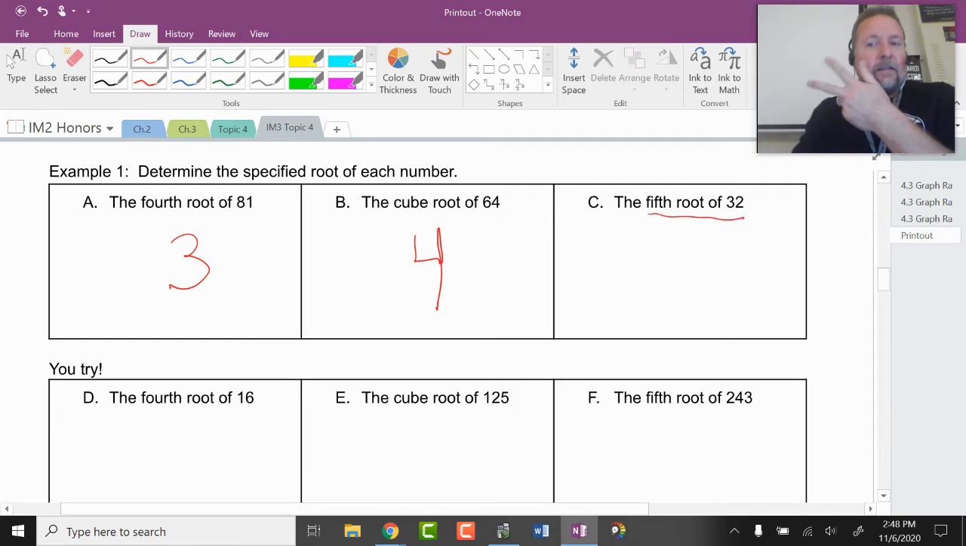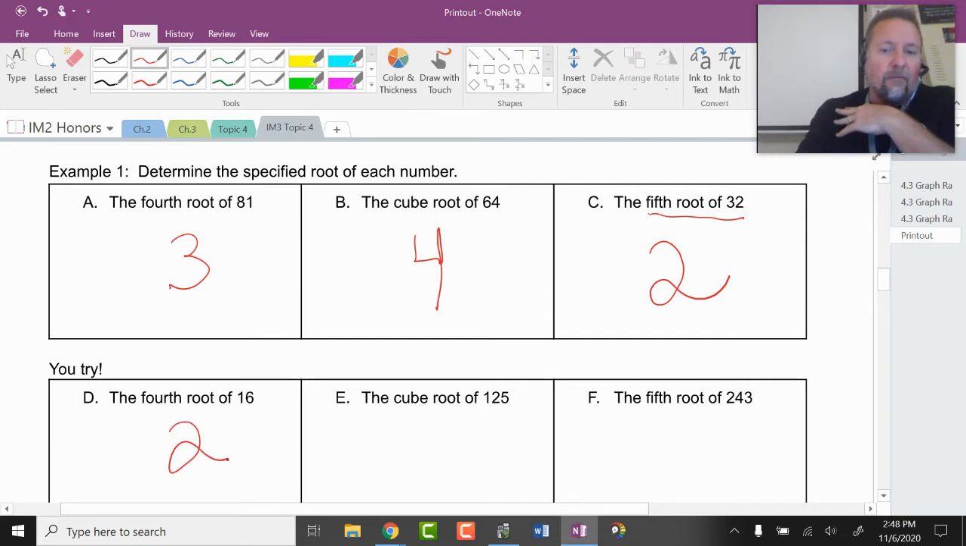We actually had this in Friday's classes. I did graph fourth roots and fifth roots, which are the same idea as cube roots and square roots. Reverse that order there. What number times itself 5 times equals 32? 2 times 2 is 4. 2 times 4 is 8. 2 times 8 is 16. 2 times 16 is 32. The fourth root of 16 is 2, not 4.